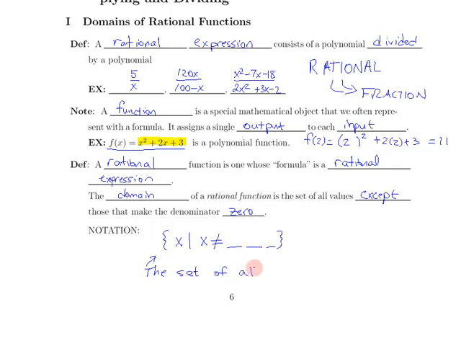So this is read as the set of all x. This little line right here means such that, so I'll say such that x is not, and then whatever we have listed there. That's how we would read that. That's how we're going to write our answers when we start answering the question of what the domain of a rational function actually is.